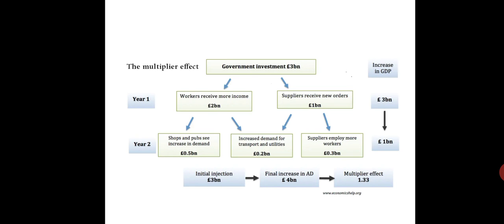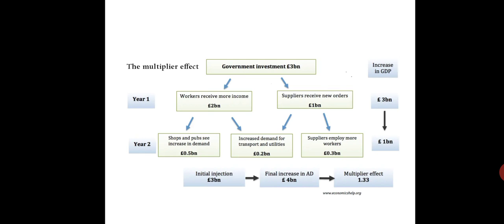Okay, so the initial injection of investment comes to 3 billion, and when you calculate the increase in GDP, that is 3 billion plus 1 billion, it comes to 4 billion. The multiplier effect here is 1.33. How do we get that? By change in income divided by change in investment. You can calculate and see 4 by 3 comes to 1.33. So the ultimate increase in income will be more.